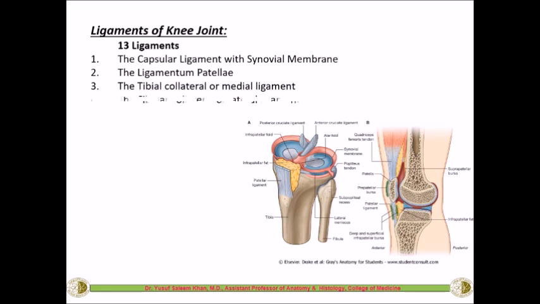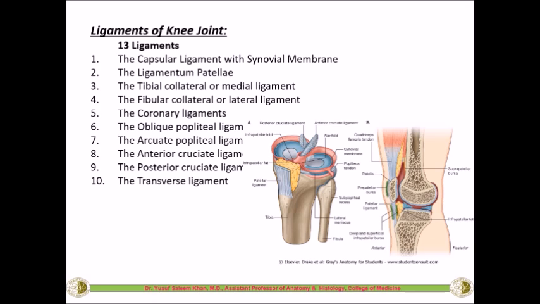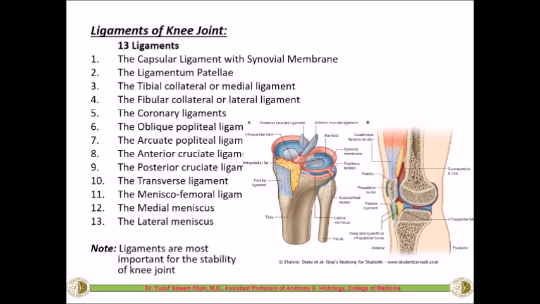Then there is the tibial collateral ligament, fibular collateral ligament, coronary ligament, oblique popliteal ligament, arcuate popliteal ligament, anterior cruciate ligament, posterior cruciate ligament, transverse ligament, meniscofemoral ligament, medial meniscus, as well as the lateral meniscus. All these structures help in the stability of the knee joint. So there are 13 ligaments which mainly help in the stability of the knee joint.